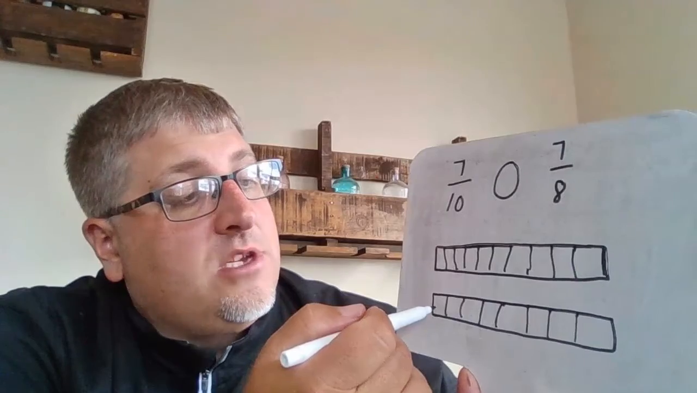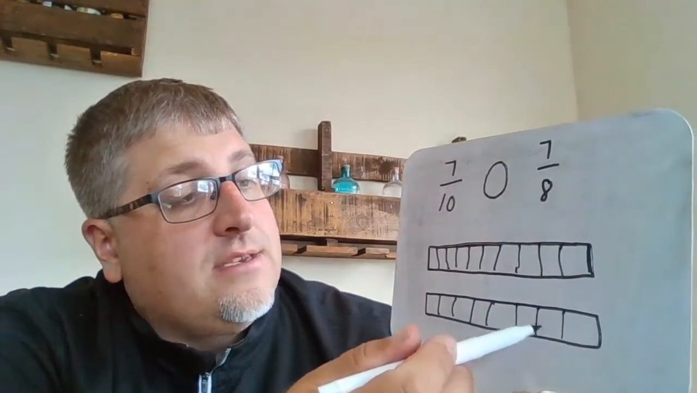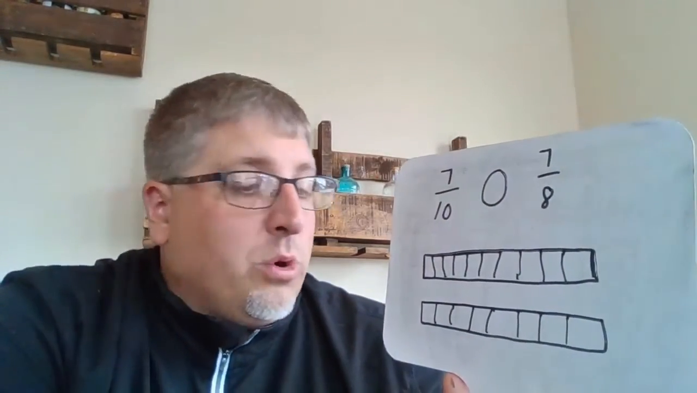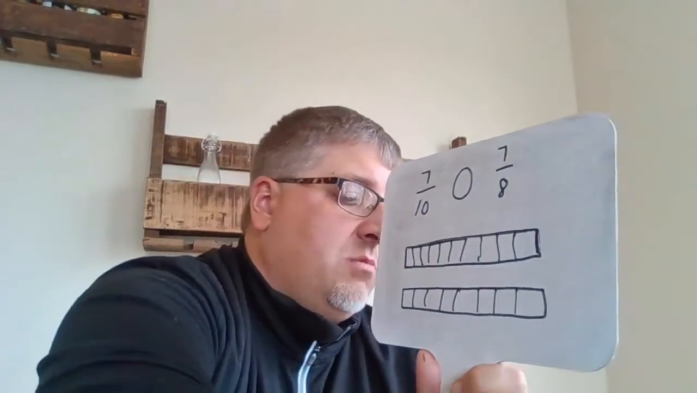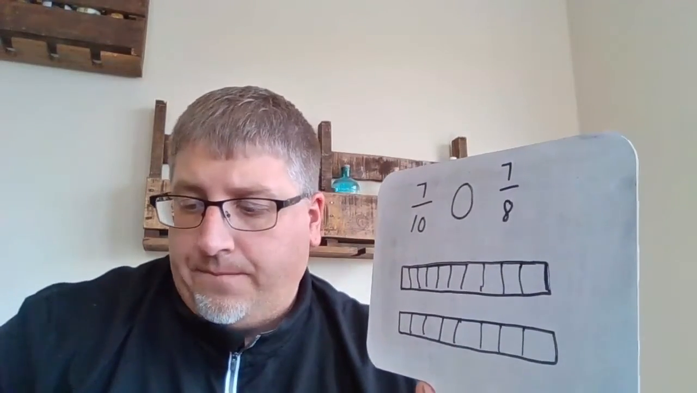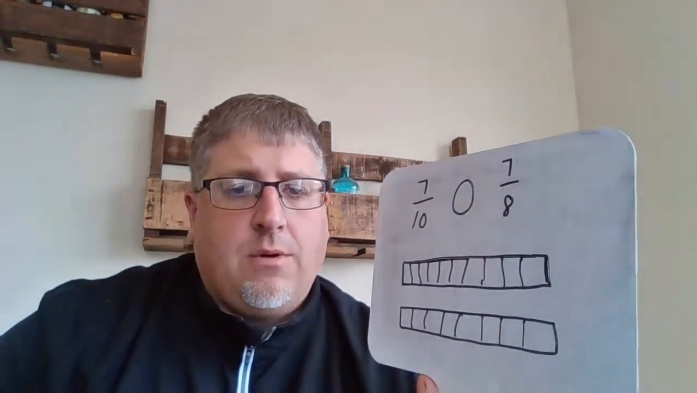Make sure we have 8 pieces. 1, 2, 3, 4, 5, 6, 7, 8. Perfect. So we're going to color that in. Let me change markers here. Of course, that's not the marker I wanted to get. There we go. Fixed it right here.